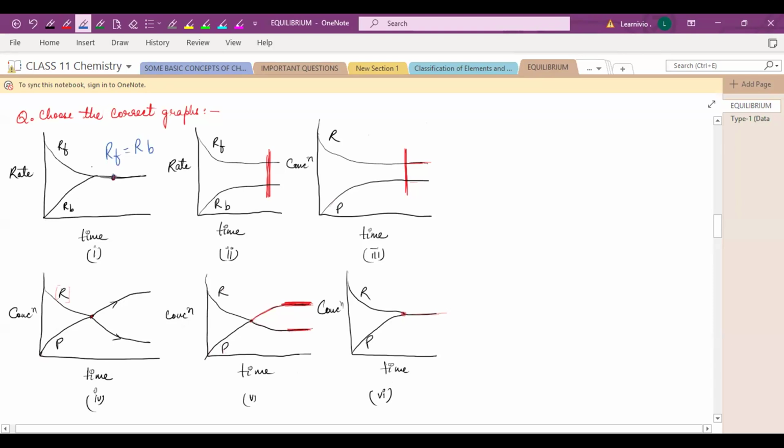You have to keep in mind these two conditions for the equilibrium. Either the rate of forward reaction is equal to the rate of backward reaction, or the concentration of your reactant and the product will be constant. These two things you have to keep in mind. So this will be correct, yes. Why is this correct? Because rate of forward reaction at this point is equal to the rate of backward reaction. This is clear? You should know how to read a graph.